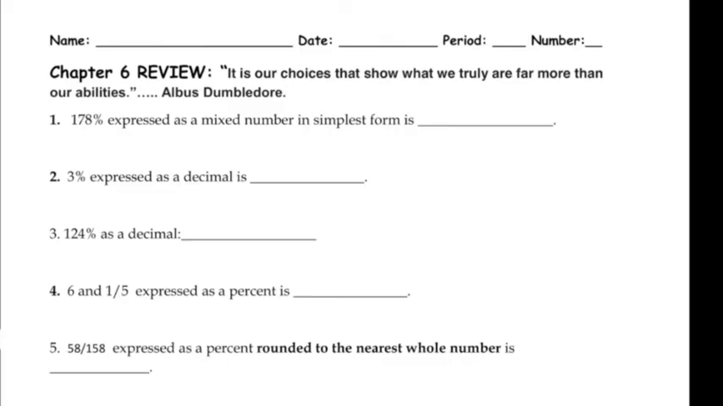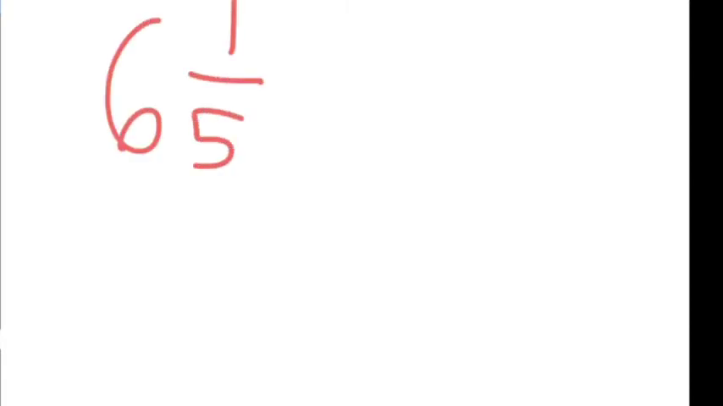Okay, so for number 4, it's 6 1/5. I'm just going to go to a new page here. Let me just get a new marker. Okay, so if we have 6 1/5 and we need to express that as a percent, there's a couple ways to do this, but one way is to make it into an improper fraction first. So 6 times 5 plus 1 is 31 over 5.